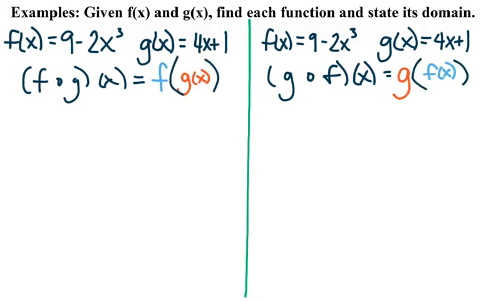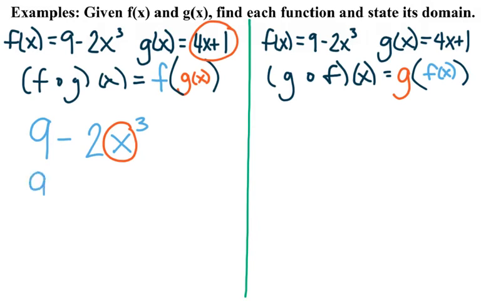Okay, so here's what it should look like. The first one is f on the outside, g of x on the inside. The second one is g on the outside, f of x on the inside, sorry. Okay, so for the first one, I'm going to write the f equation. And I'm going to replace this x with the g of x stuff. Alright, so it's looking like this. 9 minus 2, 4x plus 1 to the third power. Now, because this is a quantity, it goes in parentheses.